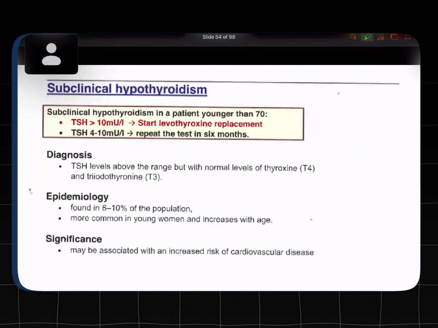So, coming to subclinical hypothyroidism. In a patient younger than 70, if TSH is more than 10, then you have to start treatment with levothyroxine. And if TSH is 4 to 10, then you can repeat the test in 6 months. This obviously is in a case of new diagnosis before 70 years of age. After 70, you have to start treatment.